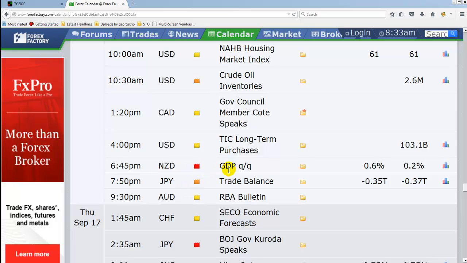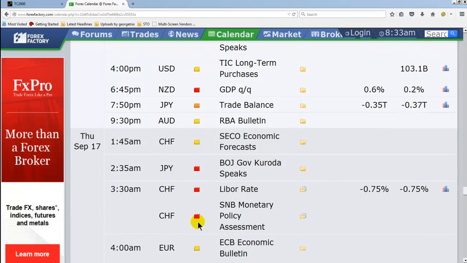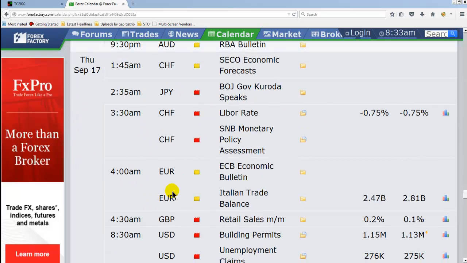New Zealand dollar, GDP, quarter by quarter. And also here, the Bank of Japan Governor Kuroda speaks. So this will affect the forex market late in the night in London. That's 2:30 a.m. Eastern time, 7:35 a.m. on Thursday. So if you are trading during a London session, pay attention to these economy news.